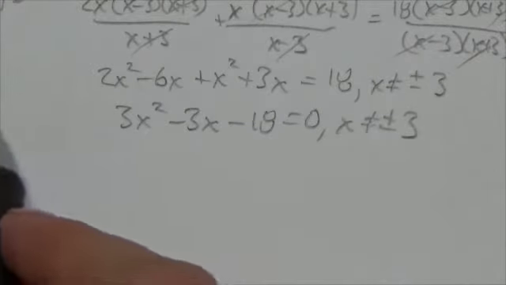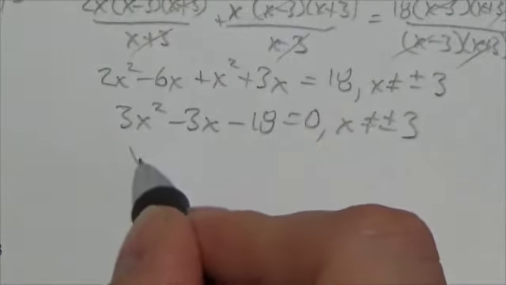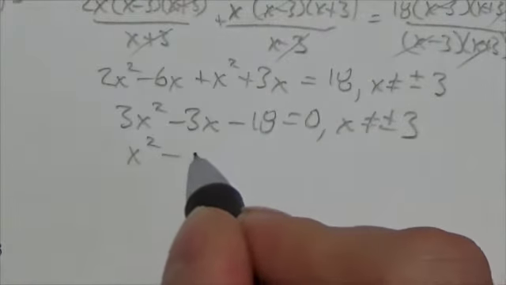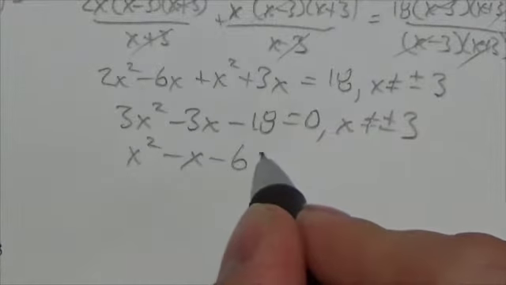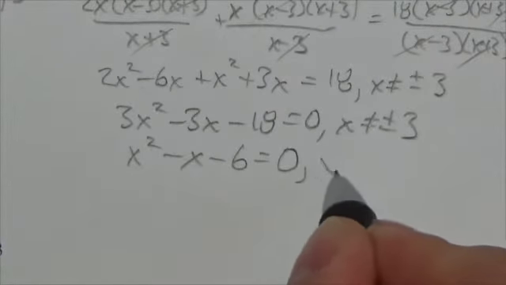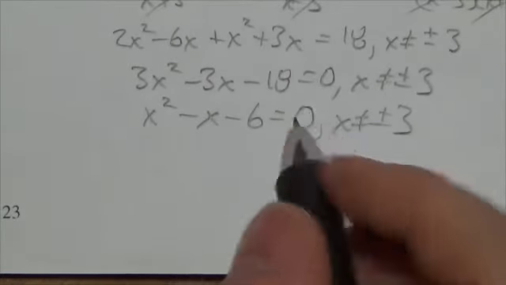Now, I can divide everything through by 3 here, because this term divided by 3 will just be x squared. Negative 3x divided by 3 is just going to be negative x. Negative 18 divided by 3 is negative 6. 0 divided by 3 is 0. So I can divide everything through by 3, and now I'm going to try to factor this.